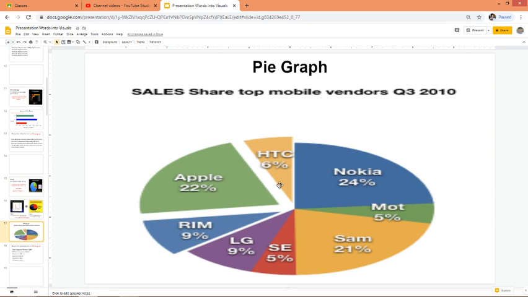Here's an example of a pie graph. So this shows the sales share among top mobile vendors in the third quarter of 2010.